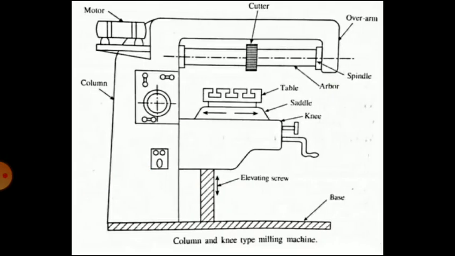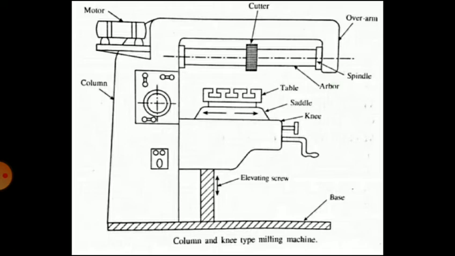So this is a horizontal milling machine. You can see the diagram. There is a vertical column, and then there is a base. On the base, the vertical column is mounted. Then there is an overhanging arm, which you can see at the right hand side top, and there is an arbor that is horizontally placed. On the arbor, the cutter is mounted.